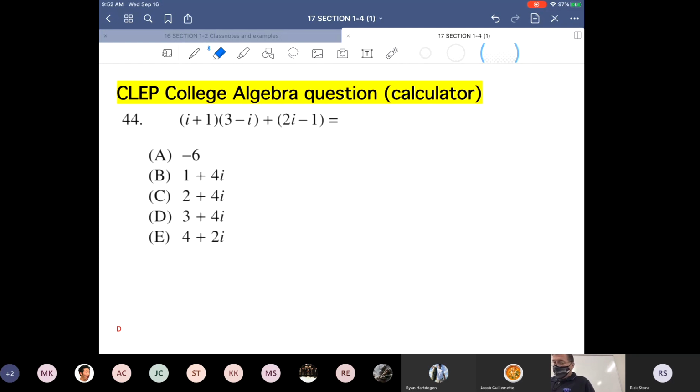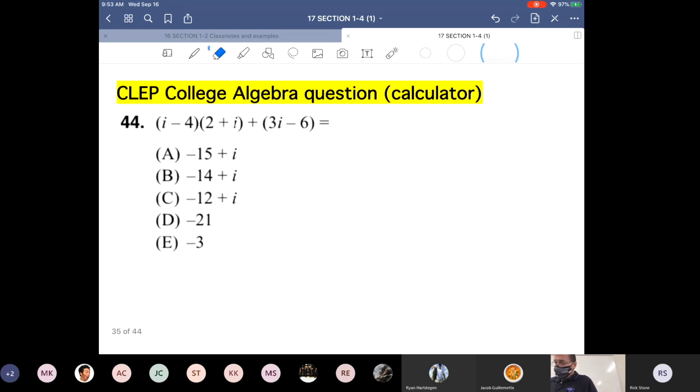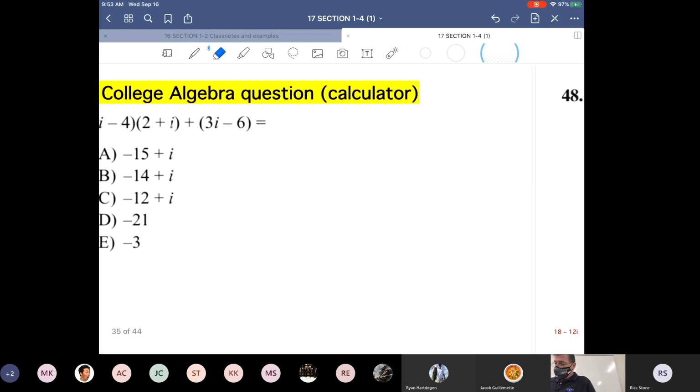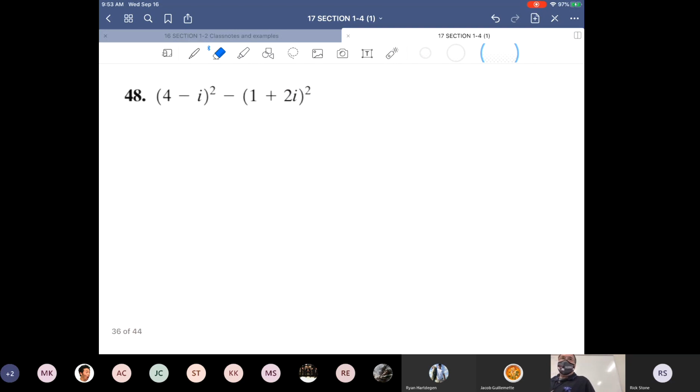Okay? So this is the same kind of thing. We'd have to FOIL these two things first, get our simplified complex number, and then add it to our other complex number. Same thing here. Same thing we kind of have here, but gosh, we got a complex number squared. How did we say we did that? How do we square a complex number? Write it out and FOIL it out.